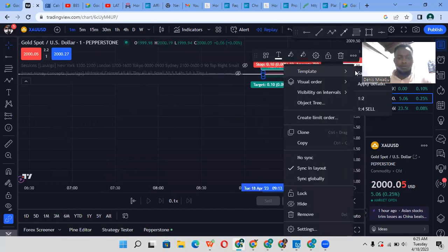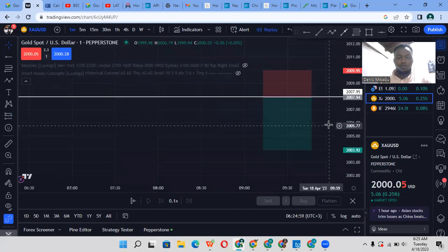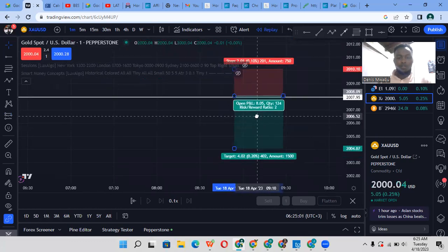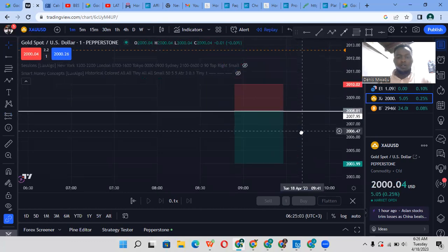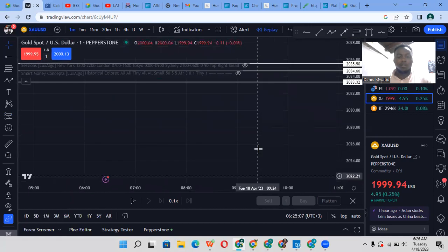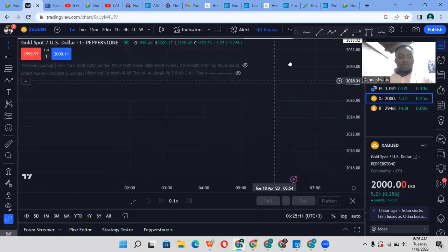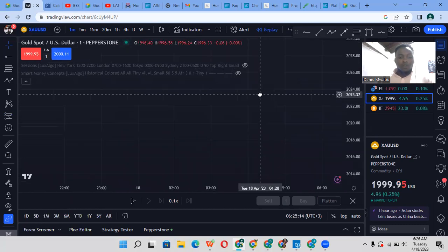Short position, 1:2. So this is how my trade will be looking like. If it hits our stop loss, our next sell, we will be looking at it from this zone. So that is how you work with the change of character.